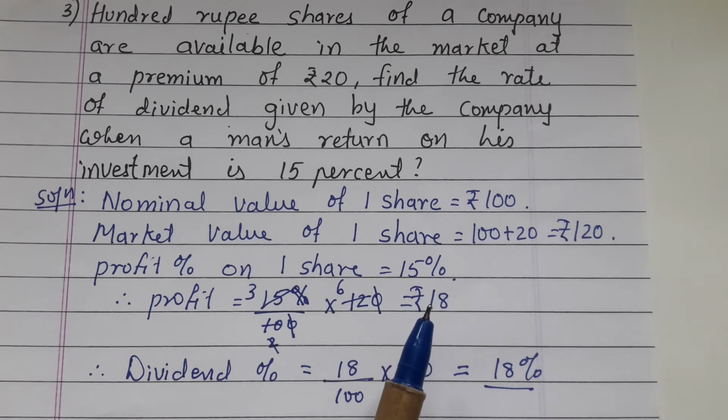That is 18. Dividend percent will be dividend, that is 18 upon nominal value into 100. So 18 upon 100 into 100 equal to 18%. Therefore, dividend percent is equal to 18%.